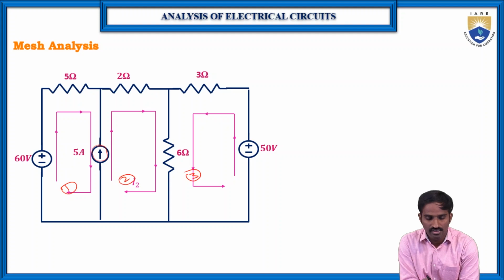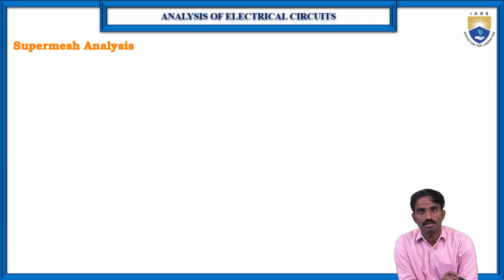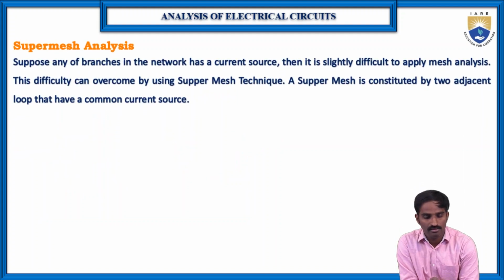But here, as you can see, this current source is in between loop 1 and loop 2. In this particular case, it is very difficult to apply a simple mesh analysis. Then in this case, what do we have to do? In this case, we will go for a technique called super mesh analysis.